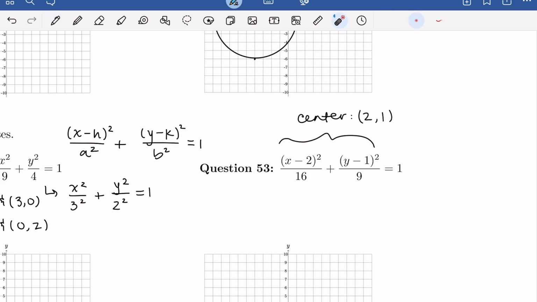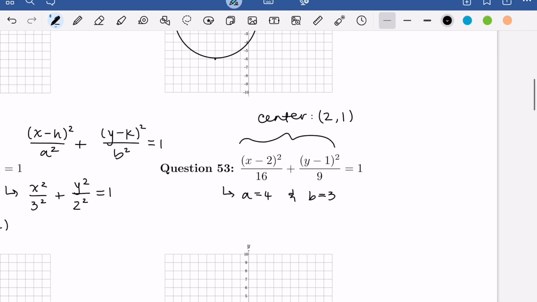Now this is also going to affect our x and y intercepts. We saw in the last example that the x and y intercepts were given by our a and b values. So in this case, our a value is 4, since 4 squared is 16, and our b value is going to be 3, since 3 squared is 9. So in the last example, this would have represented the x and y coordinates for our x and y intercepts. Now, in this case, the easiest way to think about an ellipse that doesn't have its center at the origin is starting with an original ellipse centered at the origin and then shifting it.